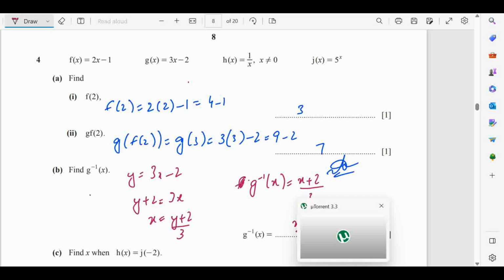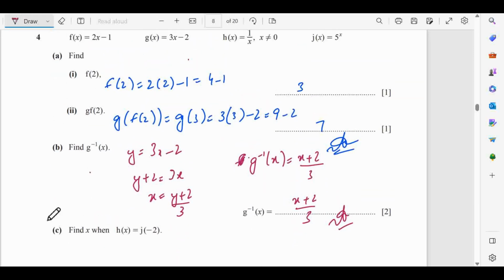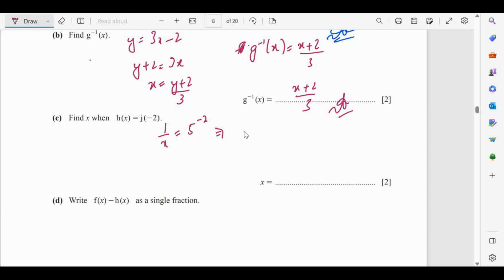Let's move to the C part. It is given that h of x is equal to j of minus 2. So h of x is 1 by x, equal to j of minus 2, which means 5 power minus 2. So if we cross multiply, this will be 1 by 5 power 2 equal to x. So x will be equal to 5 power 2, which means 25. This will be the final answer.